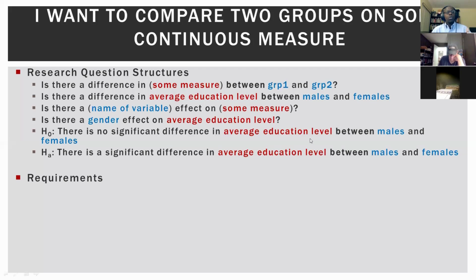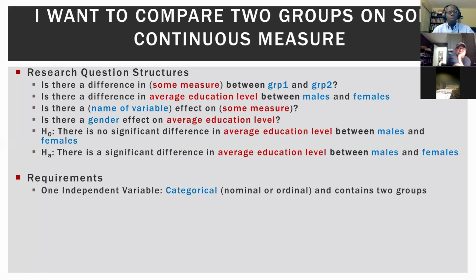All right, so the requirements. So here's what is required to run an independent samples t-test. You have one independent variable that is categorical, either nominal or ordinal, and contains two groups. It can't contain any more than two groups, okay? Two, it has one dependent variable that is continuous. It's measured on an interval or ratio scale.